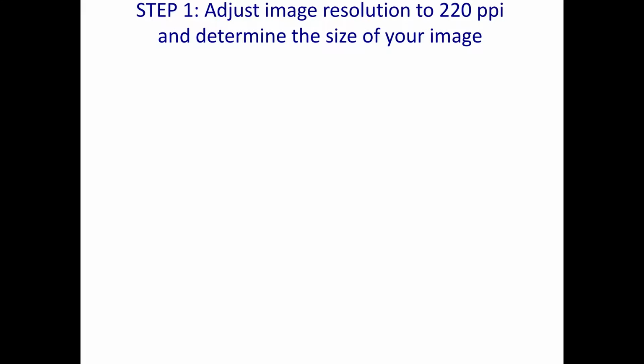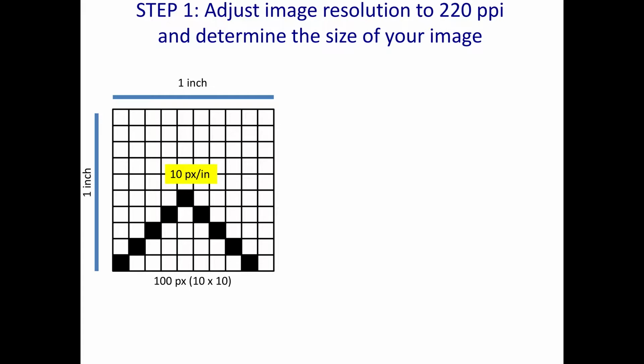Step 1 is simply to open the image in Photoshop or GIMP and manually set the resolution to 220 pixels per inch and determine the true size of your image. So let's just look at a toy example here. If we have a block of pixels and there's 100 pixels there, 10 rows and 10 columns, and our resolution is set at 10 pixels per inch, then this image is going to be 1 inch by 1 inch. So we have 10 pixels by 10 pixels at 10 pixels per inch.